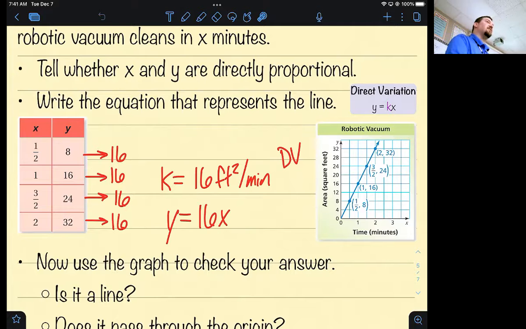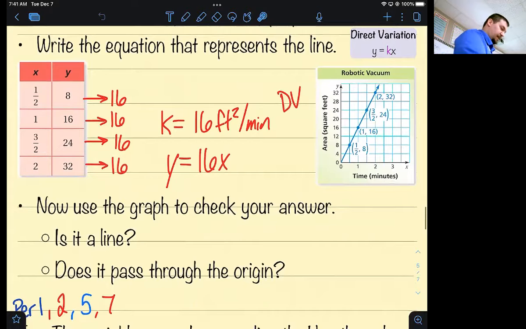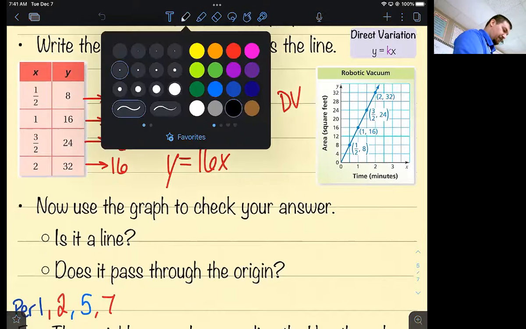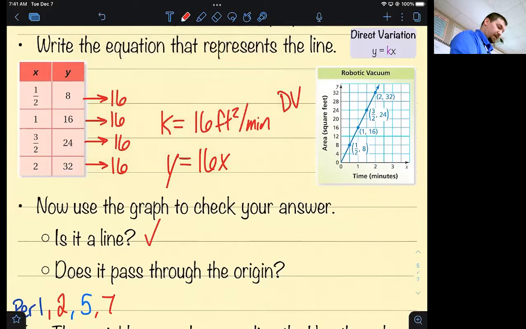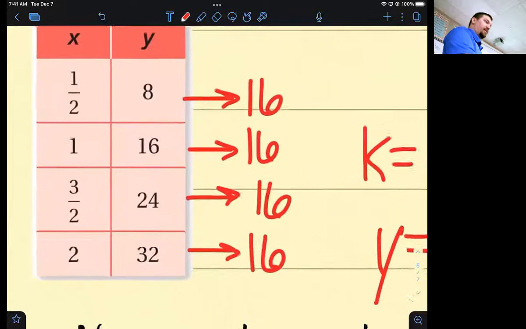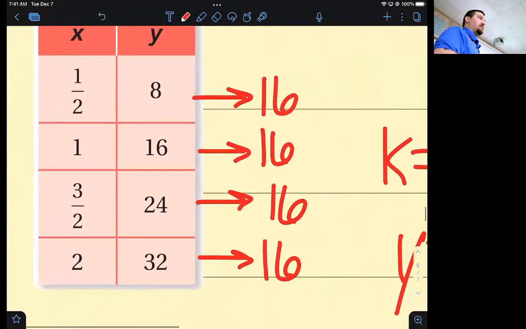So we got 16 as our K value, 16 square feet a minute. And then we said our equation would be y equals 16x. Okay, so we said, is the graph a line? Yes, it does make a line. Does it go through the origin? Yes. But the thing is, I don't actually need the graph to be able to tell if it's proportional. I just need you to give me some points. And if I do y divided by x, I'm going to get 16 every time.